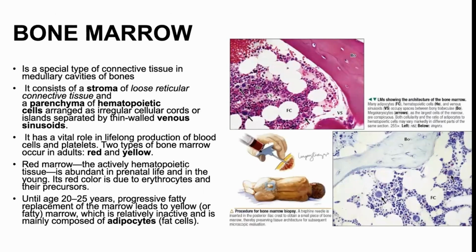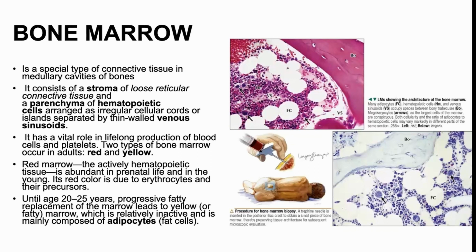So in terms of the bone marrow, you know that it's a specialized connective tissue, and it consists of stroma or loose reticular connective tissue. A lot of cells are synthesized here, and there are a lot of venous sinusoids or islands. There are islands in the bone marrow that separate venous sinusoids, and these are where the cells leave to enter the blood. So it has a vital role in lifelong production of blood cells and platelets.